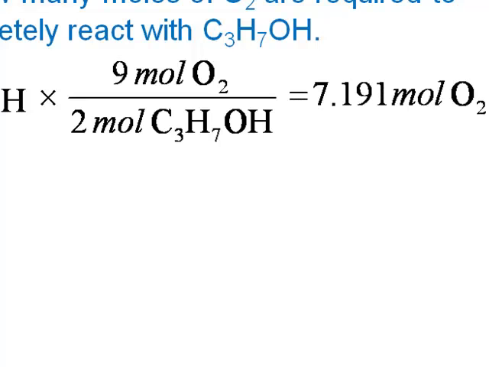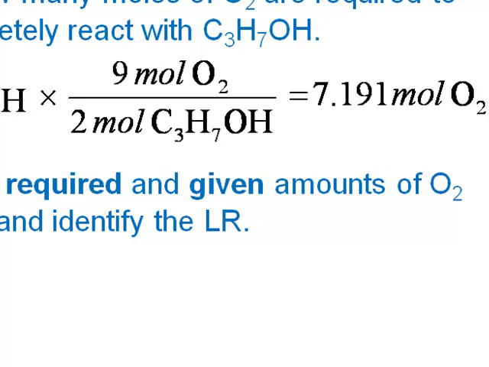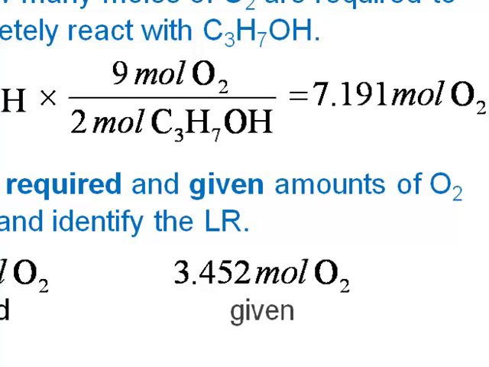And that gives us 7.191 moles of O2. So I'm just going to write that down. We've got 1.598 moles of the fuel. Now, we can't compare this to anything because we haven't determined how much oxygen we started with. So now we need to compare the required and the given amounts. We required this much. We were given the 3.452.